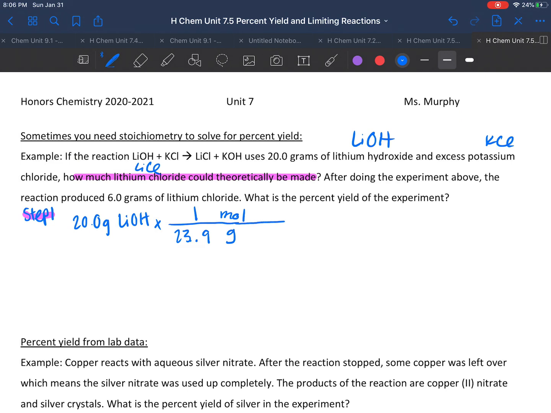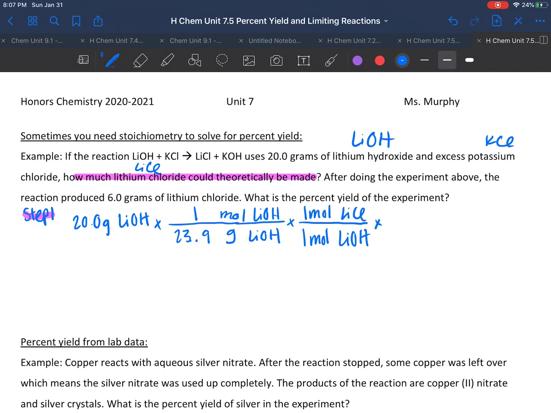And for good practice, we are going to keep our species, so it's easier to keep track of where we are at. So now we have to go moles to moles. We're using our molar conversion. And luckily, it's 1-to-1 for everything. So we have 1 mole of lithium hydroxide. And the question is, how much lithium chloride could be made? So this is what we're converting to.